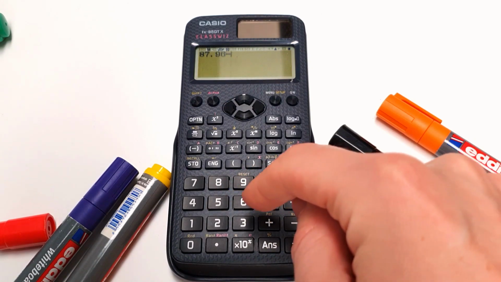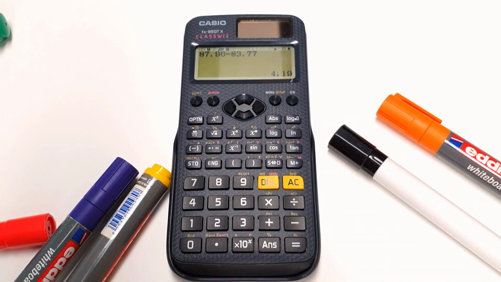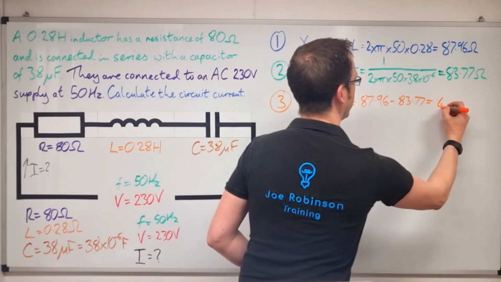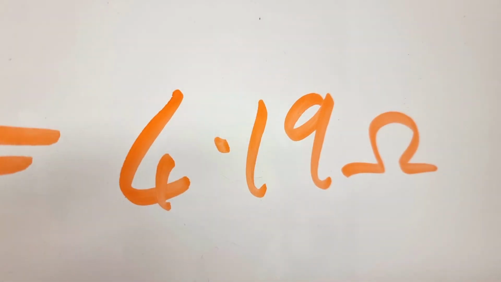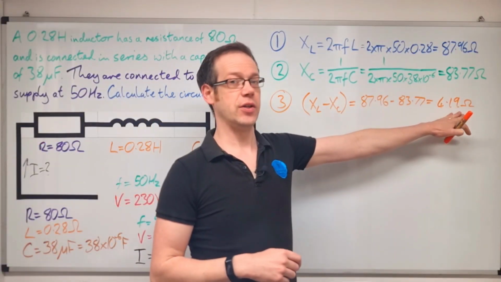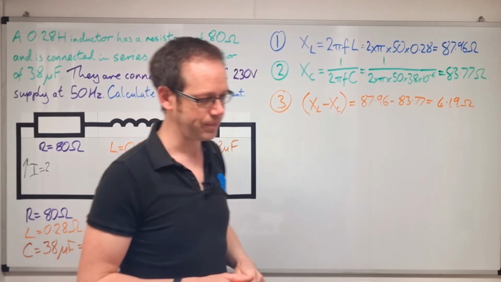87.96 minus 83.77, and that gives us 4.19 ohms. Okay, so 4.19 ohms. So there is our total reactance for this circuit. Okay, so that's our total reactance for the circuit, 4.19 ohms.